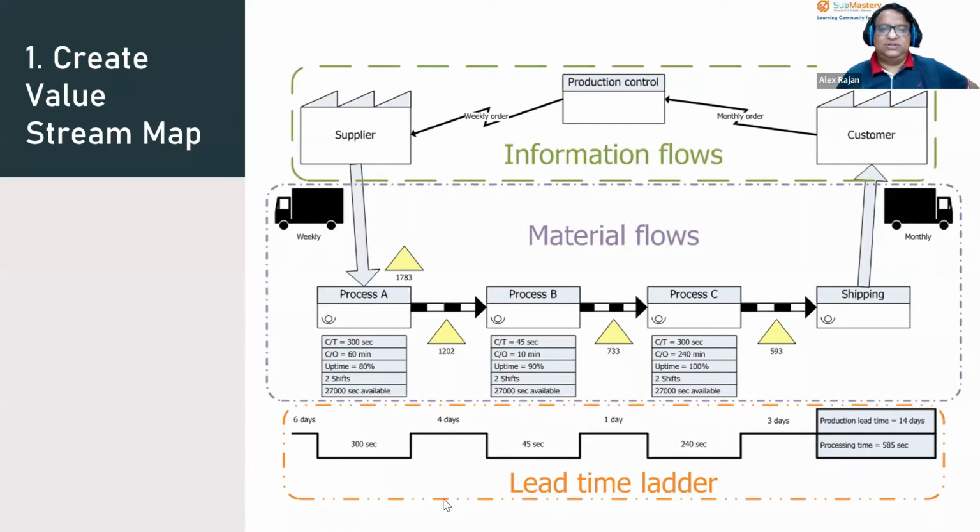The bottom of the ladder gives the cycle time of each process, and the waiting time between each process is given on the upper ladder. The total lead time and the process timing can be calculated by looking at the time ladder. So these are the three things that we can study in a value stream map: the information flow, the material flow, and the time ladder, helping us to understand the time taken in the process.